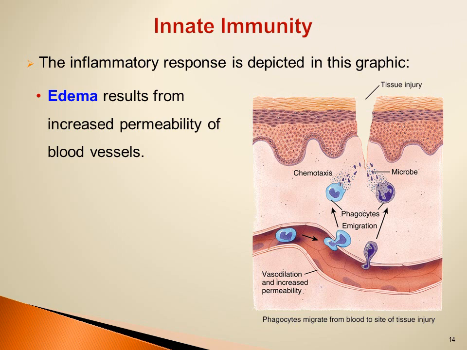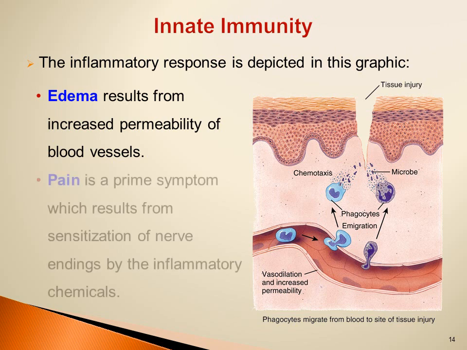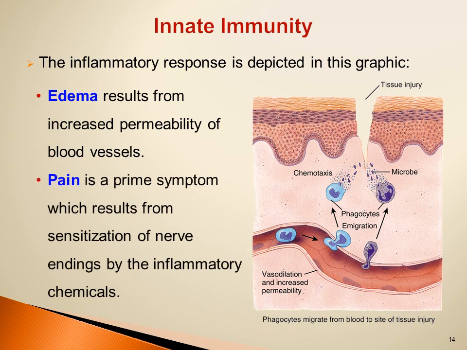Edema results from increased permeability of blood vessels, as I explained earlier, and pain is a prime symptom, which results from sensitization of nerve endings by the inflammatory mediators or inflammatory chemicals that are released at the site of injury or at the site of inflammation.